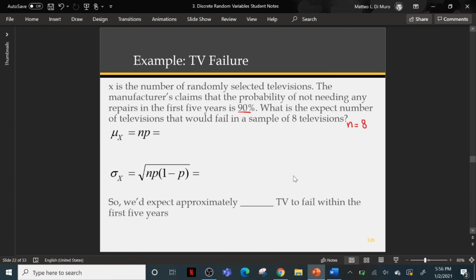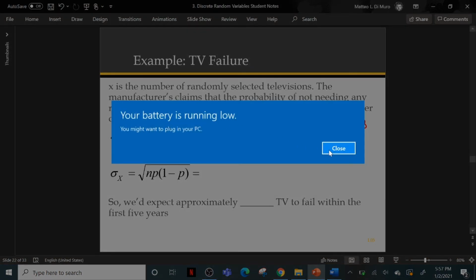So let's take a look here. N is 8. Whoopsie daisy. Sorry, my stylus has a clicky thing and I clicked it and I did not want. There we go. So N is 8. Yes, my battery is running low.